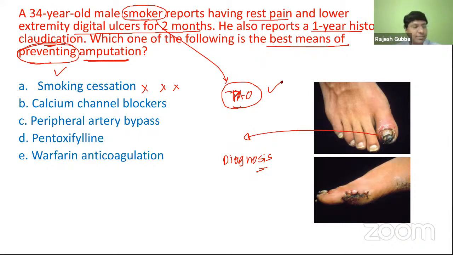And remember, thromboangiitis obliterans is very common in smokers. Among these patients, almost 40% of persistent smokers will face amputation. Okay, so that is about your Buerger's disease. Does anyone have any doubt in this question?